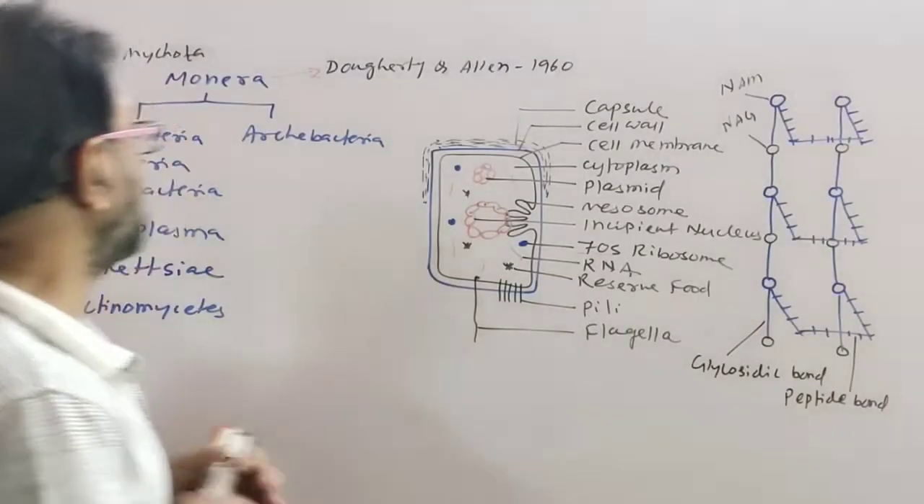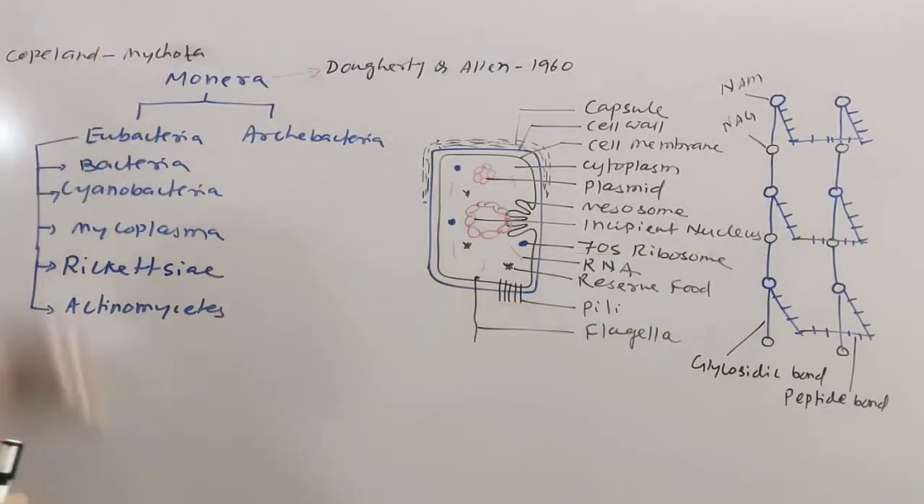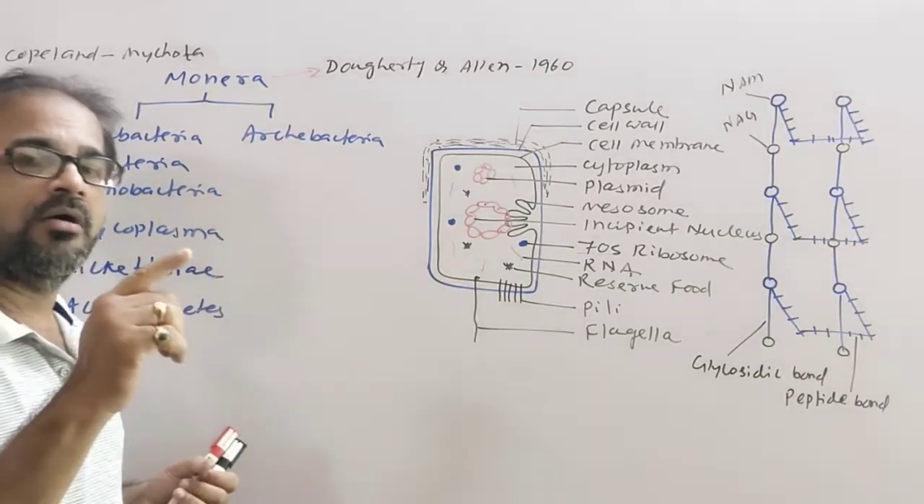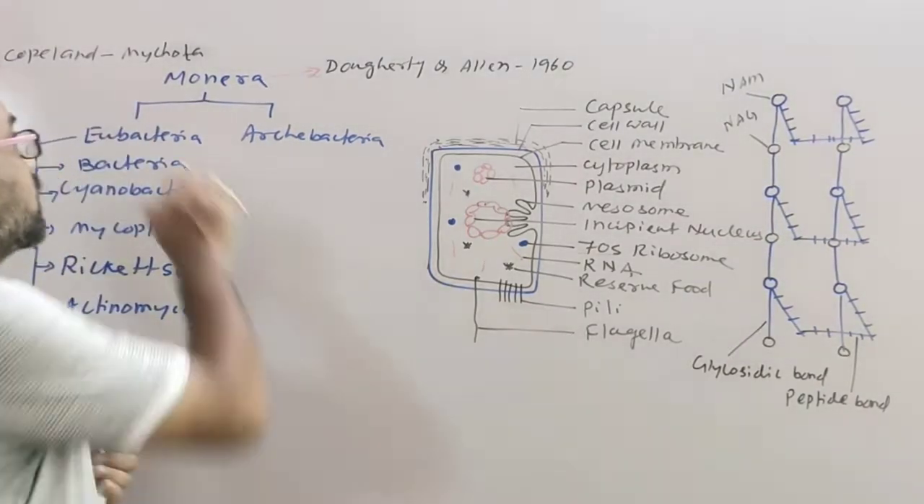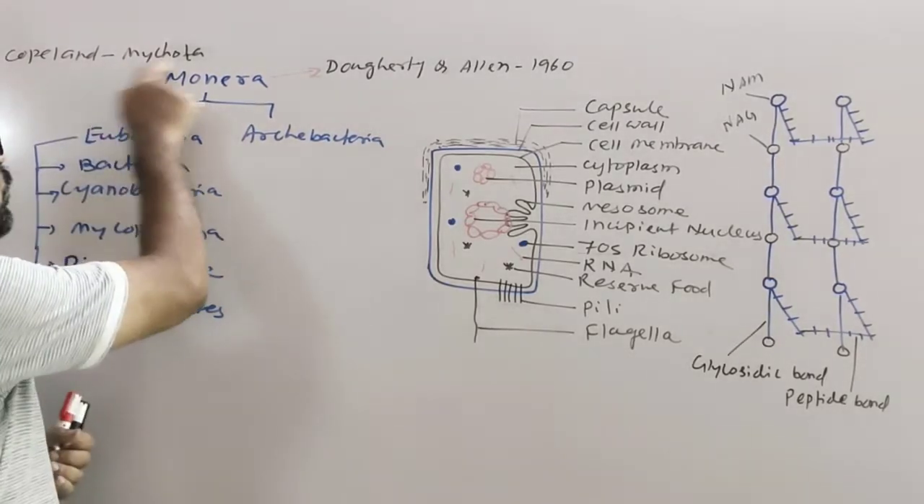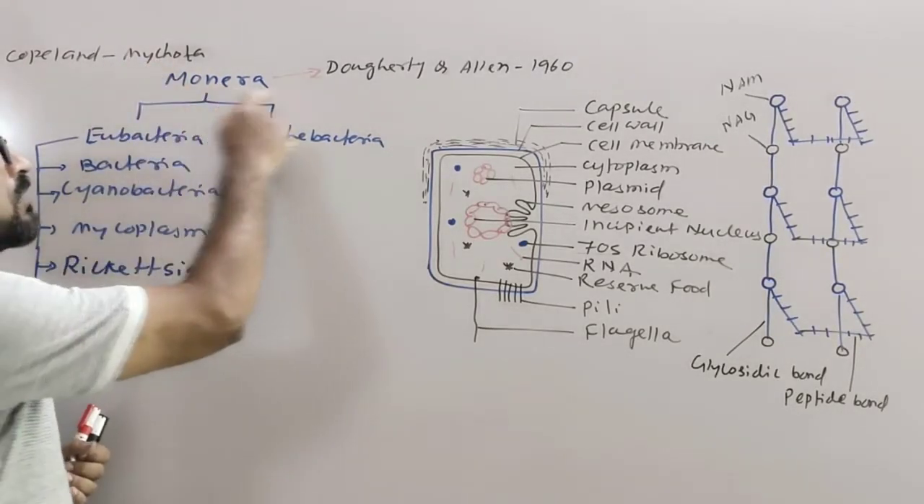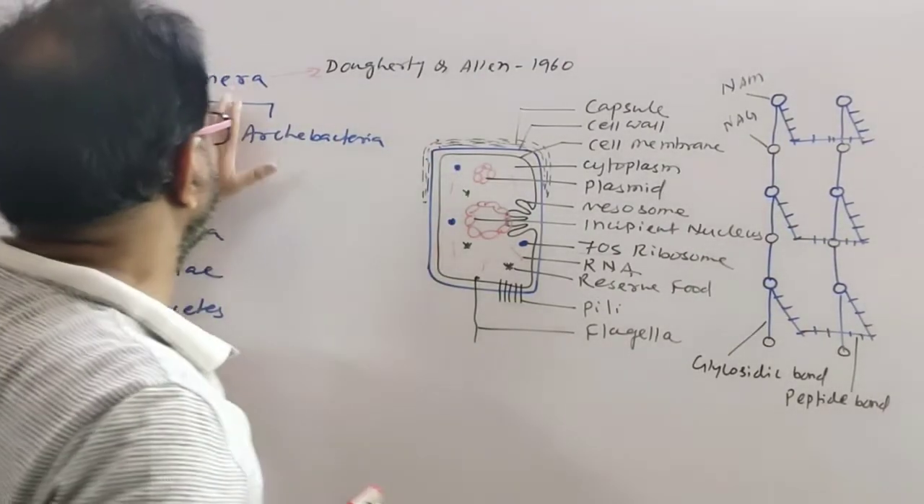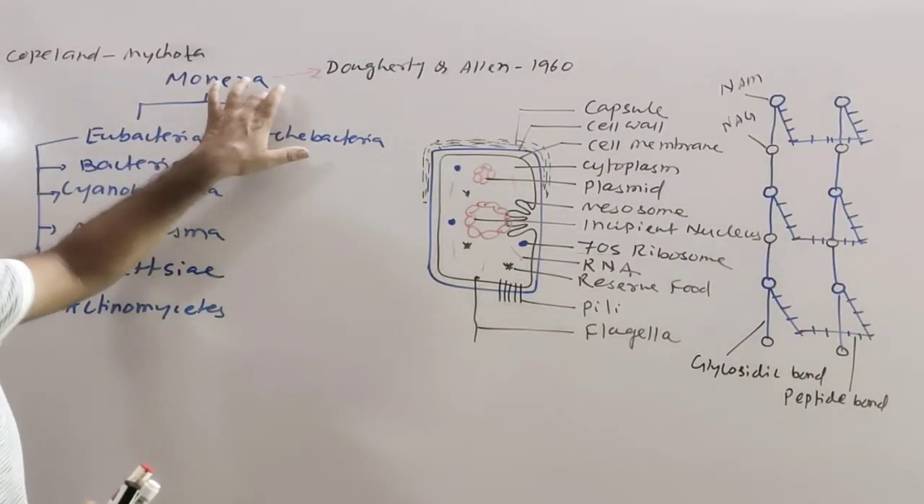Copeland actually named the term Mycota. Copeland proposed four kingdoms: Monera, Protista, Plantae, Animalia. But Copeland gave the term Mycota, and the term Monera was given by Dr. Allen in 1960. Kingdom Monera is a large group.